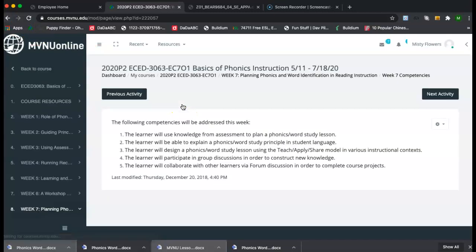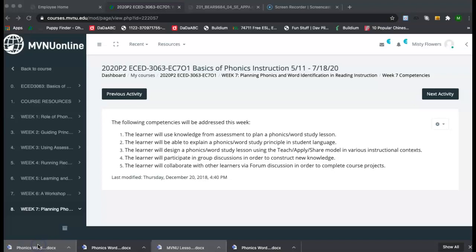So by the end of this week, you will use knowledge from the assessments that you've already given to plan a phonics word study lesson. You're going to be able to explain the principle in student language. Then you're going to design a phonics word study lesson using the Teach, Apply, Share model, which is what I just went through. You'll also be working in your forums.